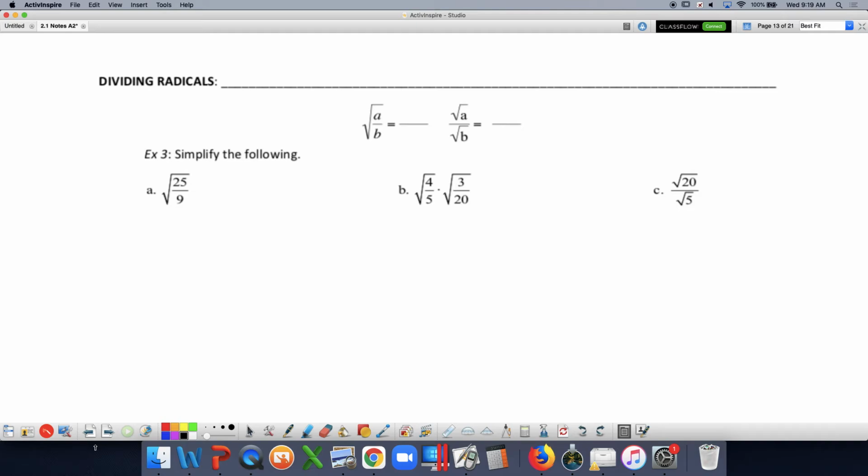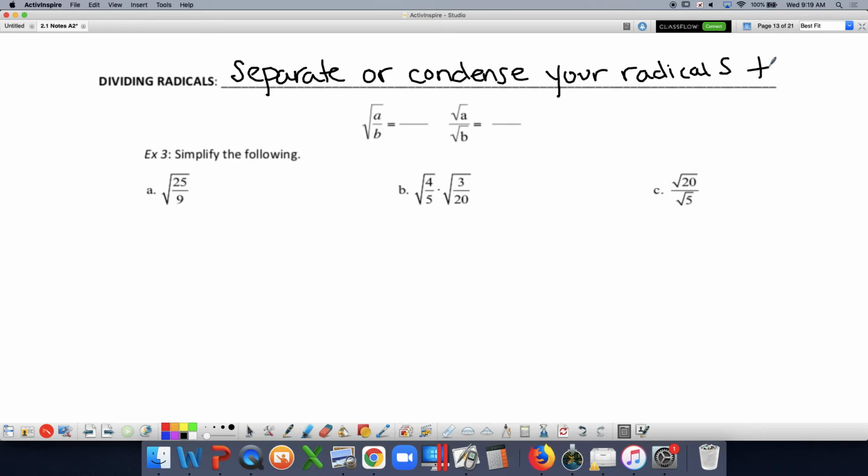All right, let's go ahead and divide. When you divide radicals, I recommend you separate or condense your radicals to simplify. And you won't really know which one you need to do. It will depend on the question. So sometimes you'll want to condense your radicals, and sometimes you'll want to separate or expand them out. I wish there was a better answer for that, but it really just depends.